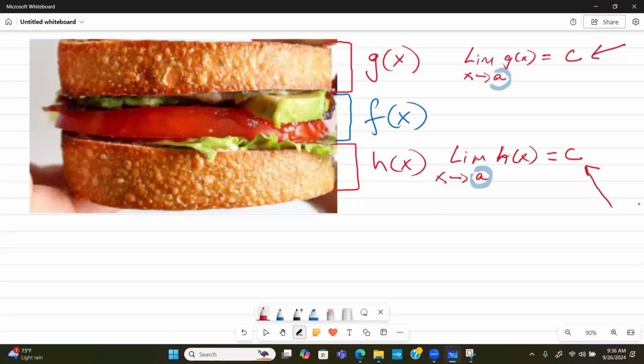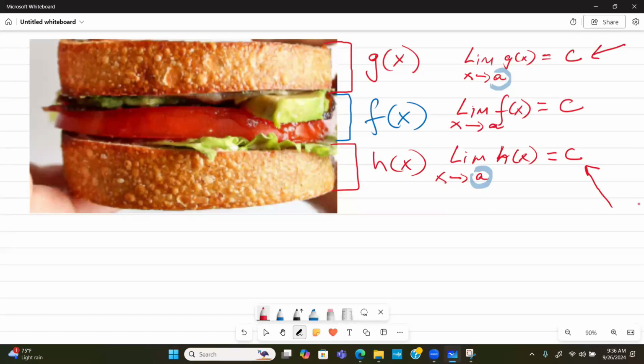The squeeze theory is suggesting that because these two functions are squeezing down on the f function, we can now conclude that the limit of the f function as that same x goes towards the same a will also be c. That's what the squeeze theory is saying.